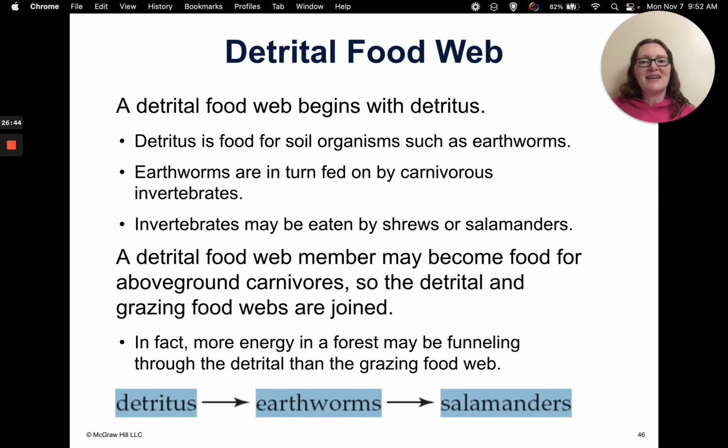Detrital food web. Food for soil organisms such as earthworms. Those fed on the earthworms are fed on by carnivores and invertebrates. Invertebrates may be eaten by shrews or salamanders. Earthworms are eaten by lots of things. Lots of things like to eat earthworms.